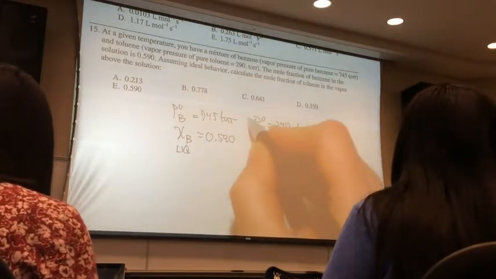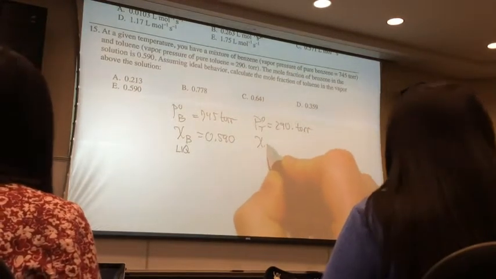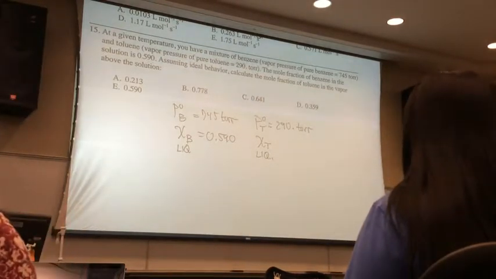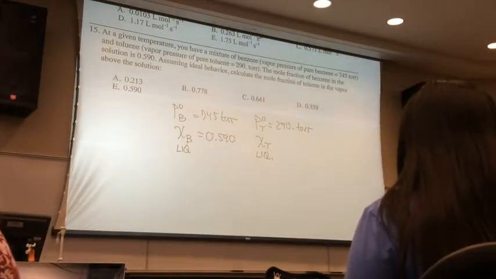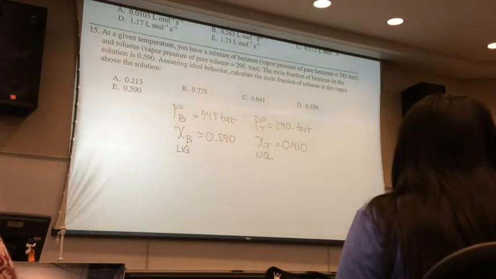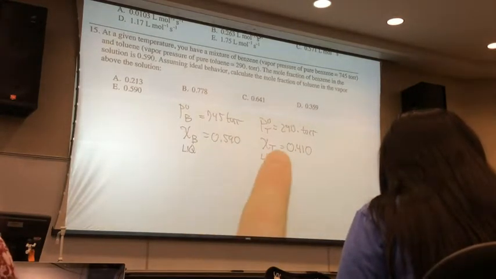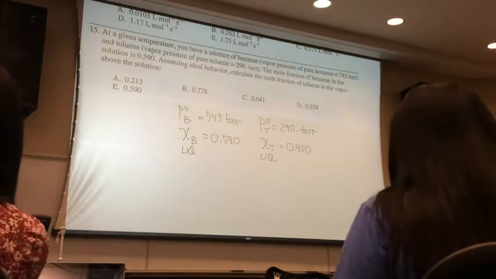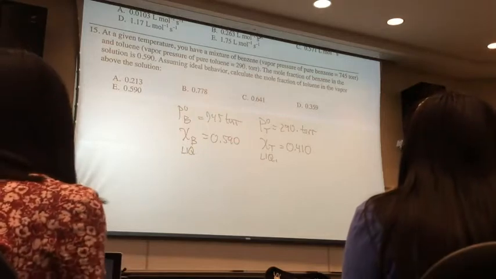If that's the case, what's the mole fraction of toluene in the liquid phase? Can you do that? What is it? 0.41. Everybody okay with that? 1 minus this number will be the mole fraction, because when you add the two mole fractions together, they should equal 1.